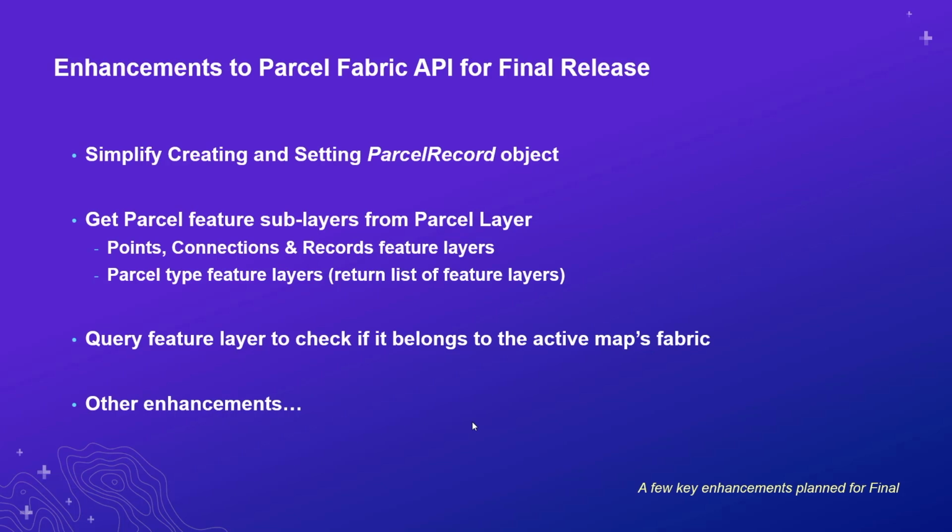And similarly for the parcel type feature layers, we want to be able to get back a list of those feature layers that are for a specific parcel type. Then we also want to be able to query a particular feature layer to see if it belongs to the active map's fabric. And so those are just 3 of the enhancements we plan for the future.